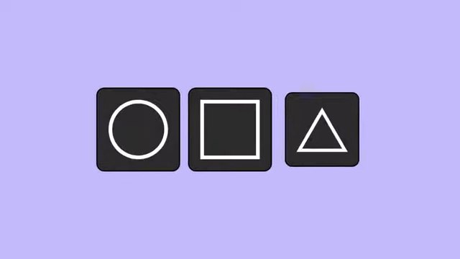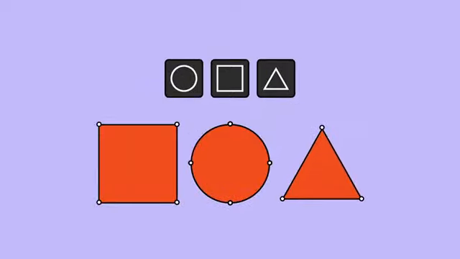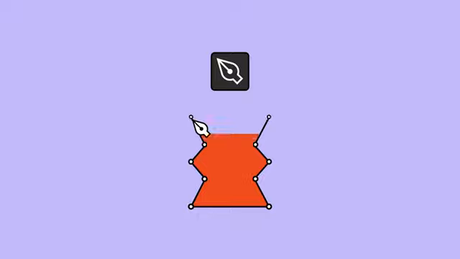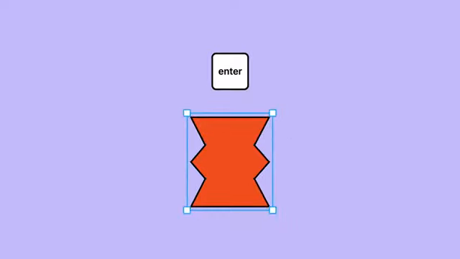Shape tools, such as rectangle, ellipse, and polygon, can create basic vector objects. Or, use the pen tool to create and edit vector networks of your own design. Click Enter with an object selected to enter Vector Edit mode.